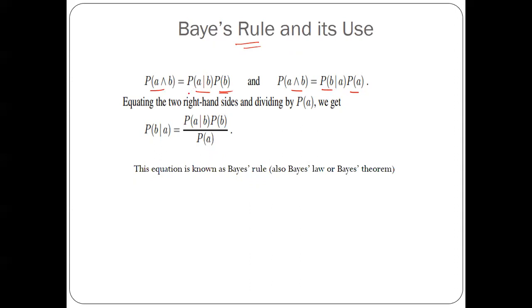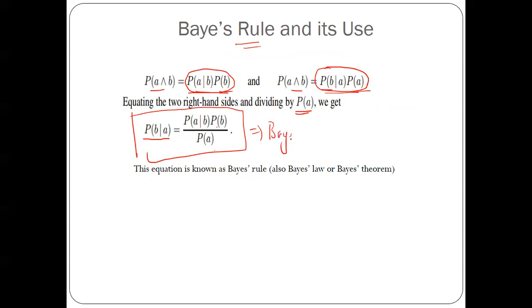Now we are taking these two right-hand sides and equating them, and we are dividing by probability of A. When you divide this side by probability of A, the probability of A in the numerator and the denominator will cancel, and you get probability of B given A. And when you divide this part by probability of A, you get probability of A given B into probability of B divided by probability of A. Now this equation is called the Bayes rule, or Bayes law, or Bayes theorem, right?